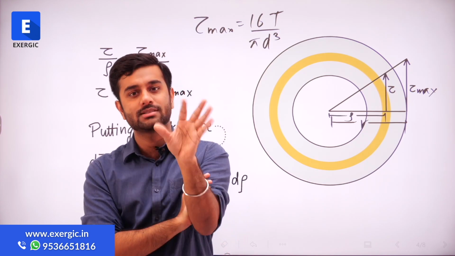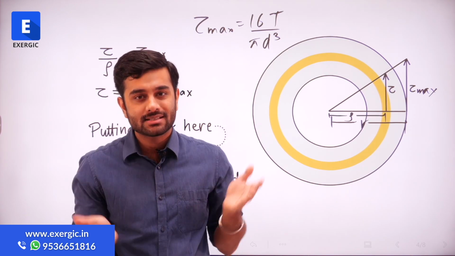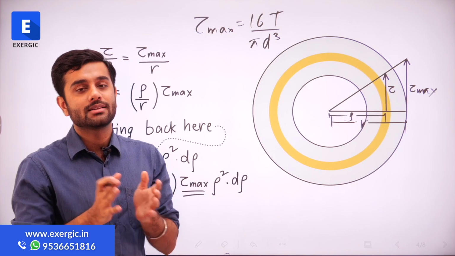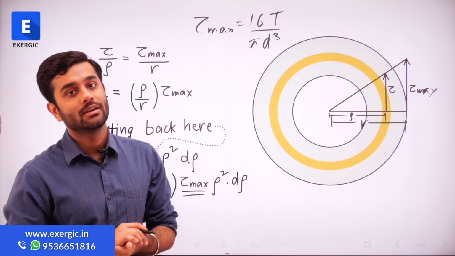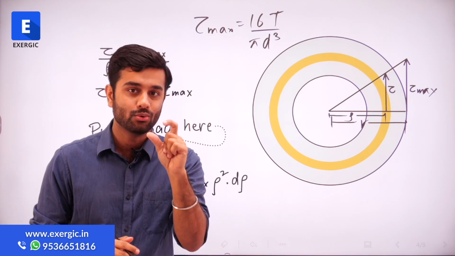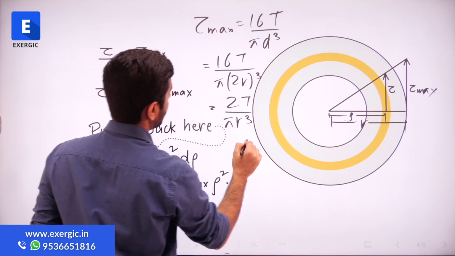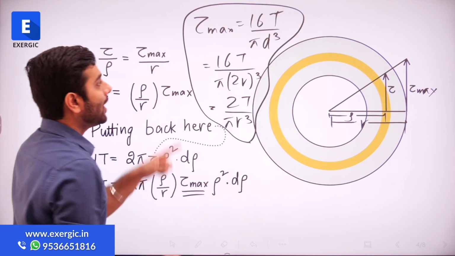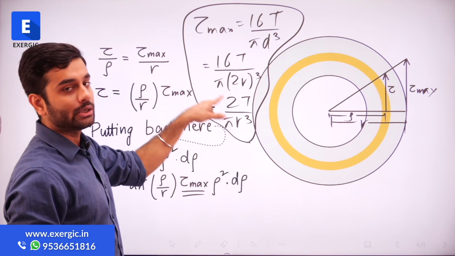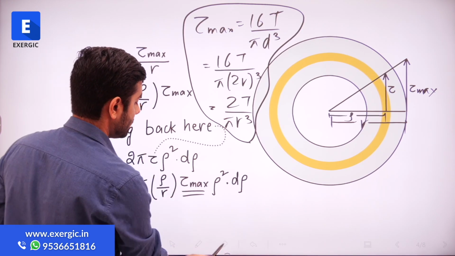These are very possible silly mistakes that students make. But generally, the expressions that we remember are in terms of diameter, because at the majority of places, diameter is discussed in mechanical engineering. So this is the expression that we generally know and remember. But this question has given you r by 2 and r, right? So let's convert that. If we put 2r in place of d, it will become 8r cube, and ultimately 16 will be cancelled. So we'll get 2T by pi r cube. So tau max in terms of r is 2T divided by pi r cube.